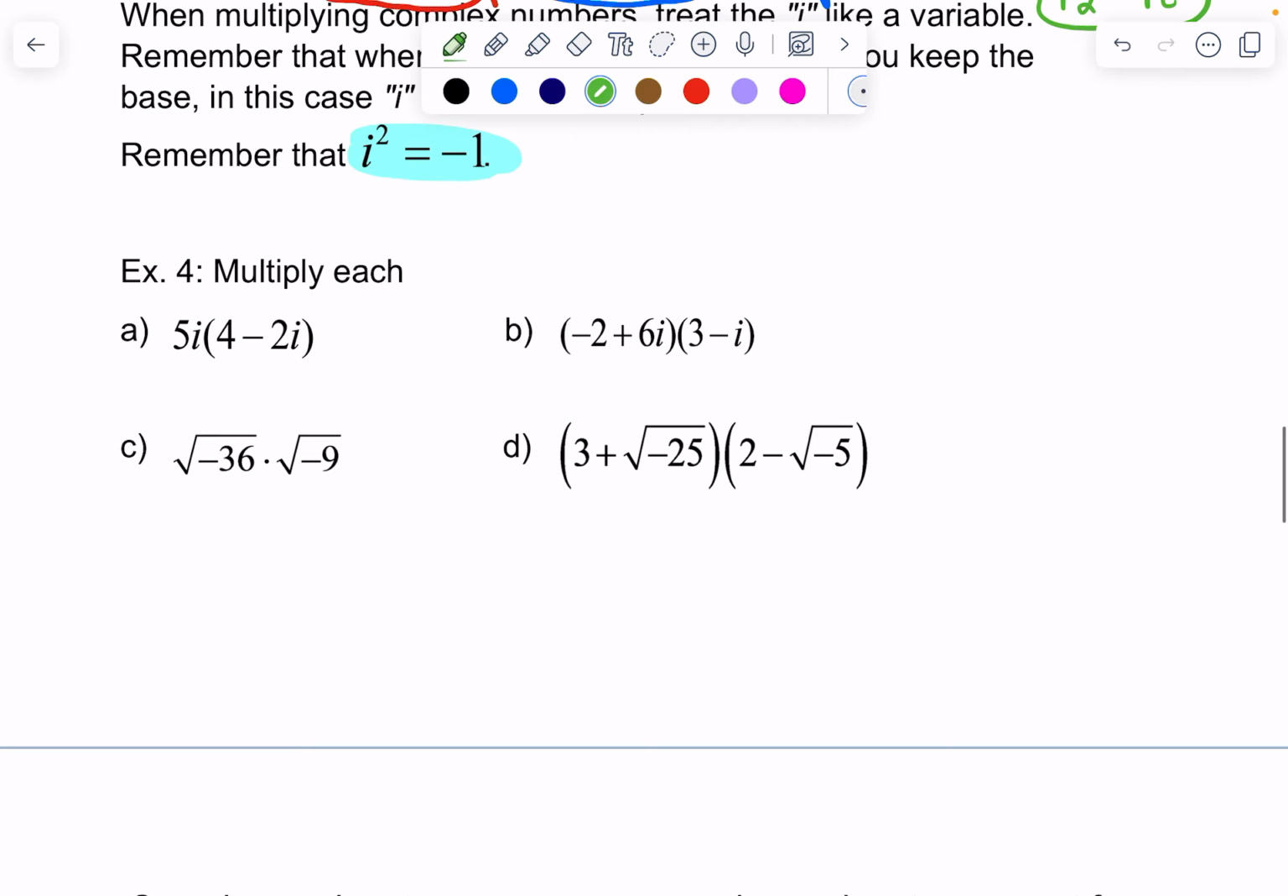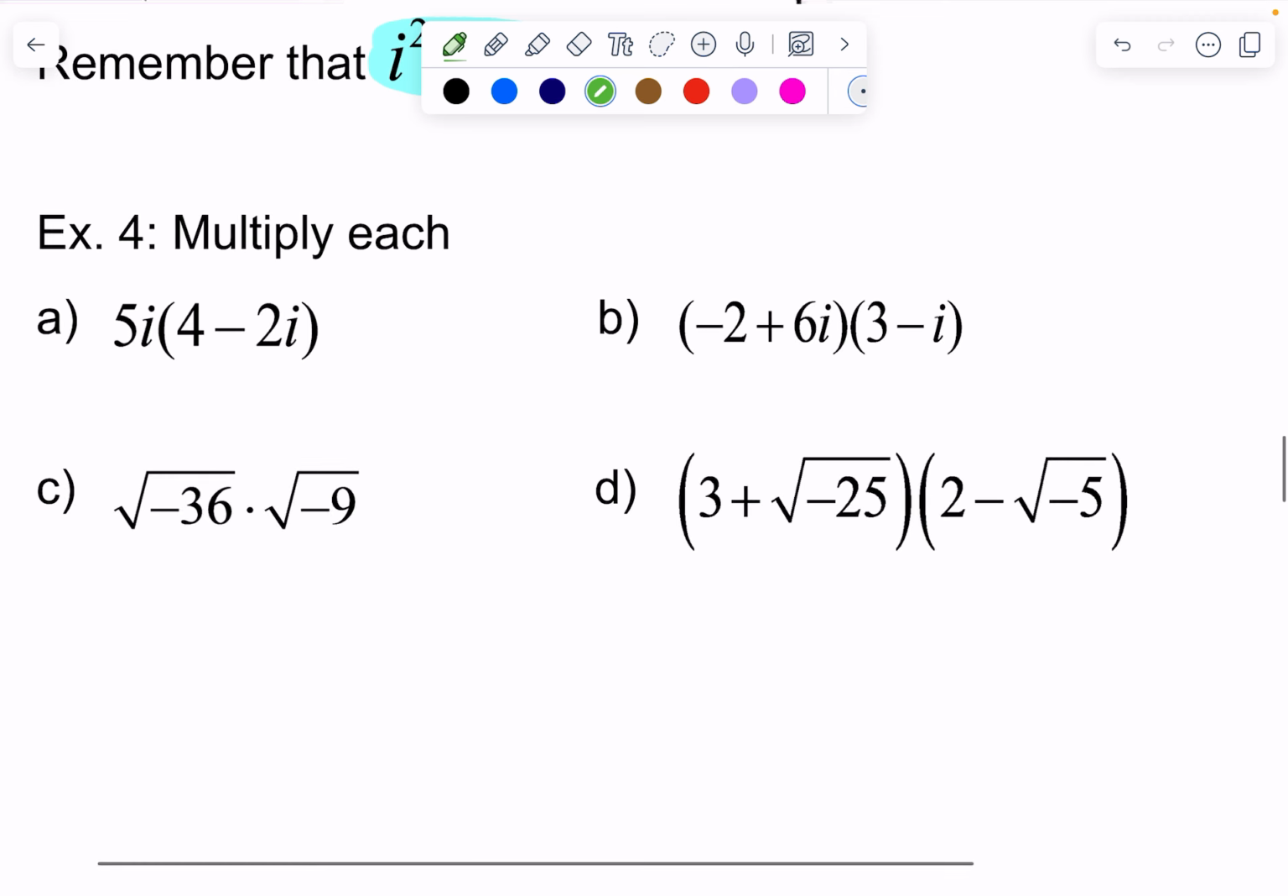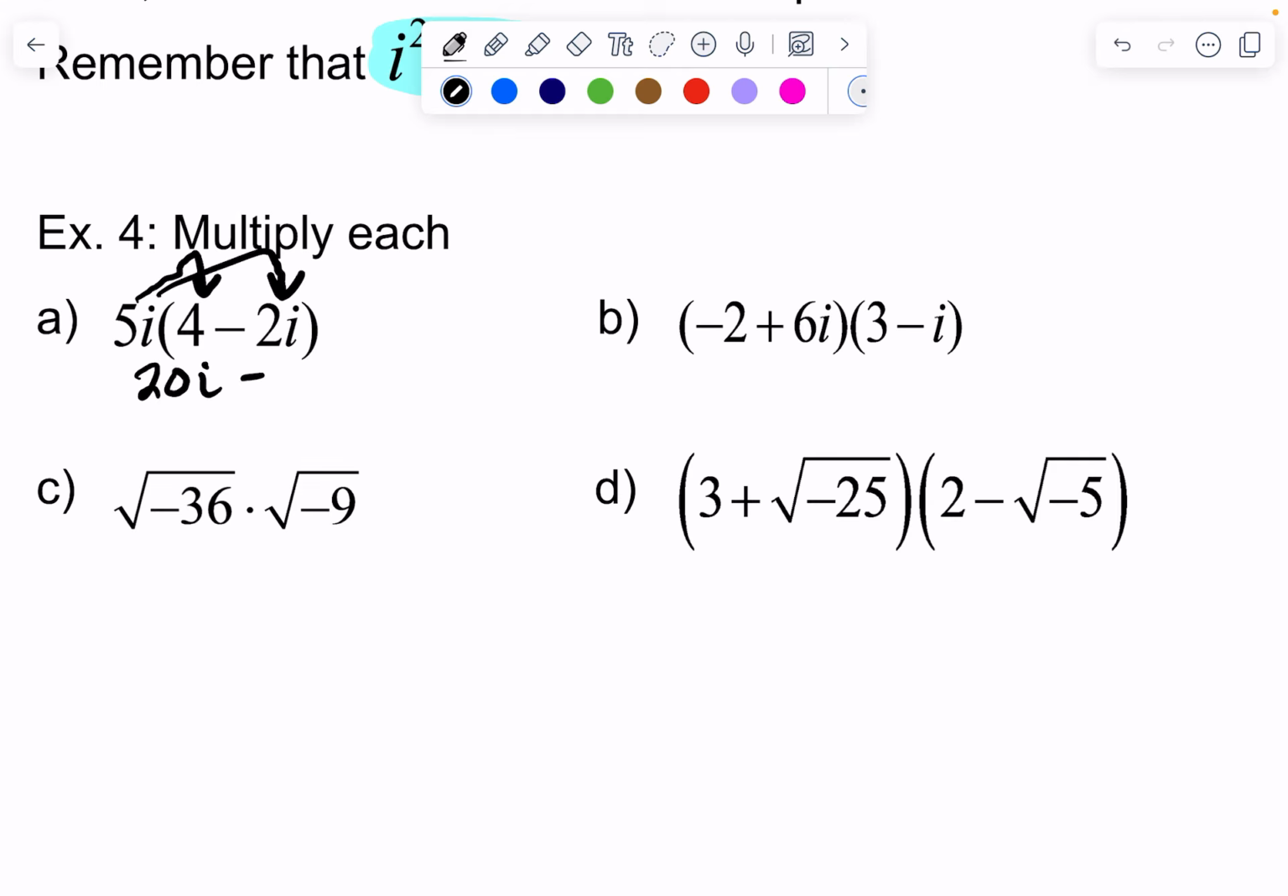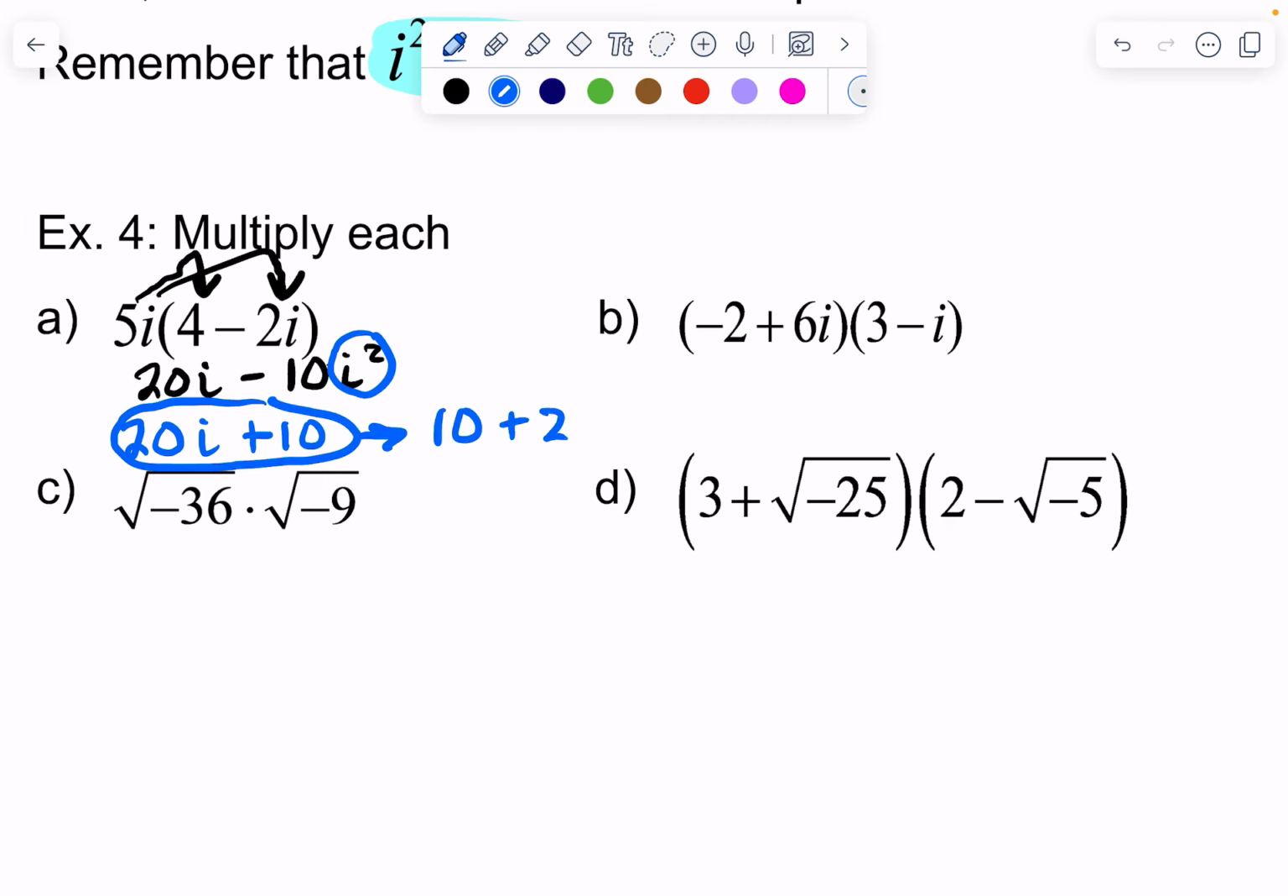So when I'm distributing, I've got 5i times 4, that's 20i, minus 10i squared. Because 5i times 2i, 5 times 2 is 10, i times i is i squared. Please remember that this i squared becomes a negative 1. So this is really 20i plus 10, which would be rewritten as 10 plus 20i.